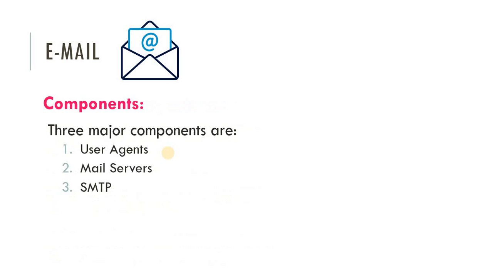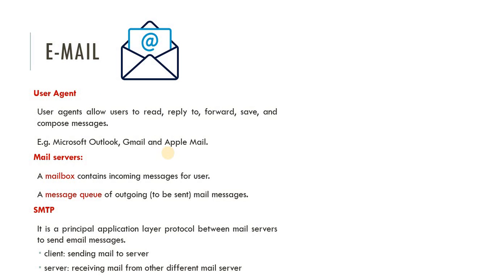The first is a user agent. User agents allow the user to read, reply to, forward, save and compose messages. So all the email apps that we use to send our mail are called user agents. Suppose Gmail: by using Gmail, we can send our mail, get our mail, and save or compose our mail. All the functions provided by such an interface or application are called the user agent.